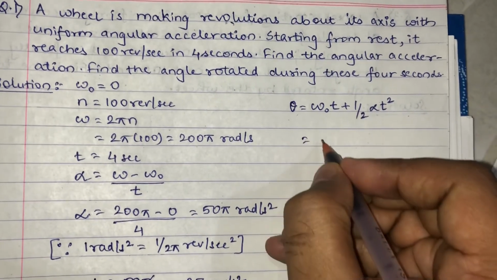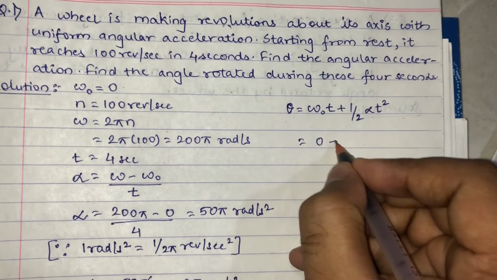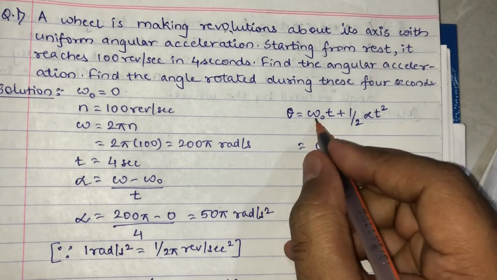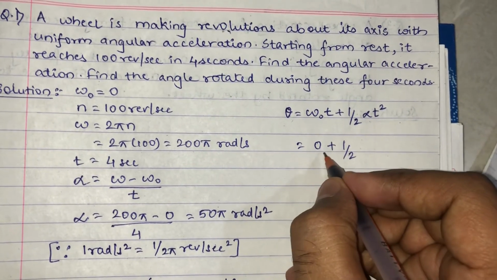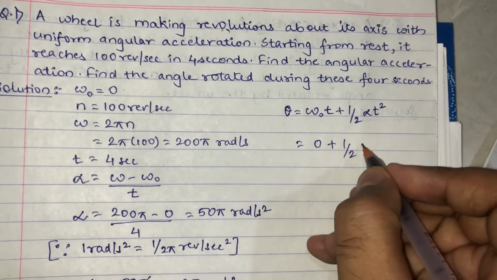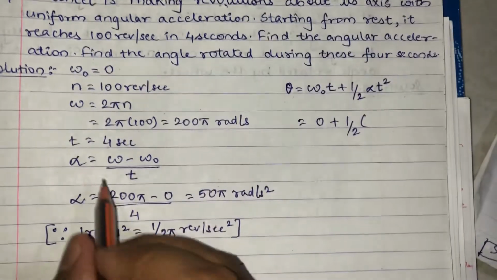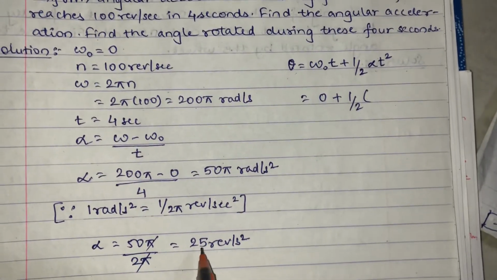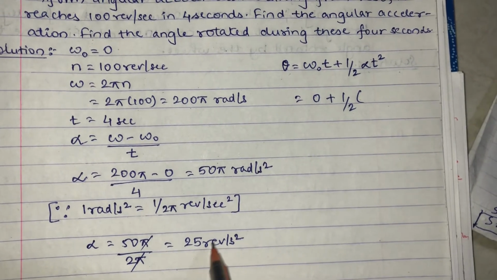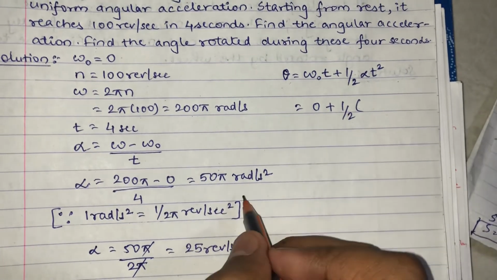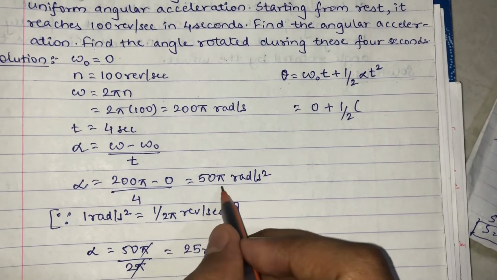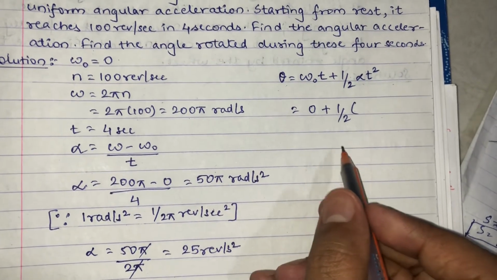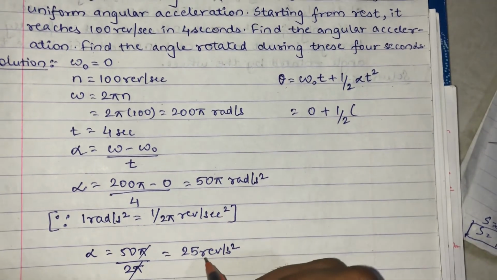Here omega naught was 0, so omega naught into t, the whole becomes 0 because omega naught is 0. Plus half alpha, the alpha value we got here is 25 revolution per second square or 50 pi radian per second square. If you need the answer in radian, then you have to substitute this. If you need it in terms of revolution, you have to substitute this.